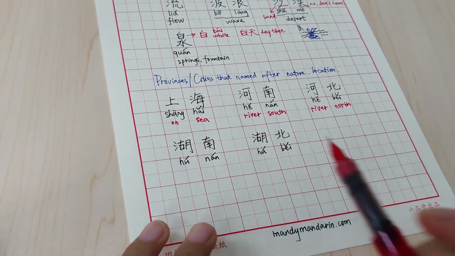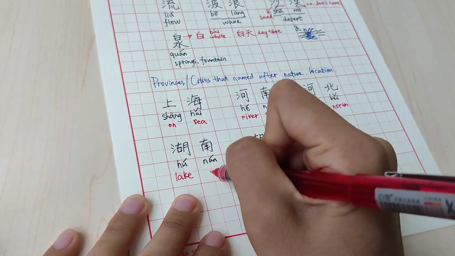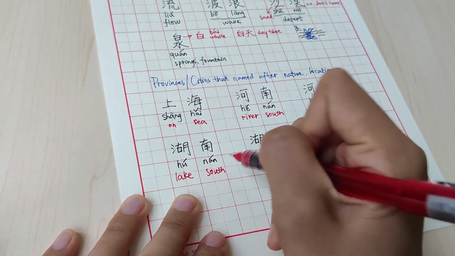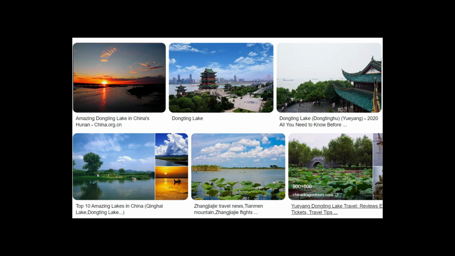And the next one is Hunan. Hu is lake, Nan is south. Hunan is at the south side of Dongtinghu. Dongtinghu meaning Dongting Lake.